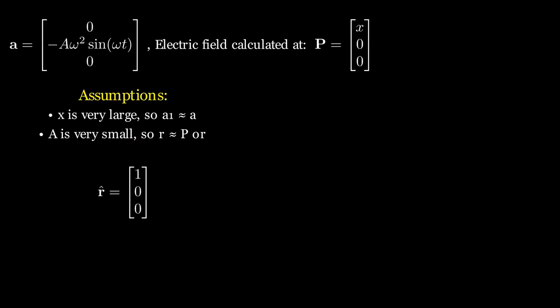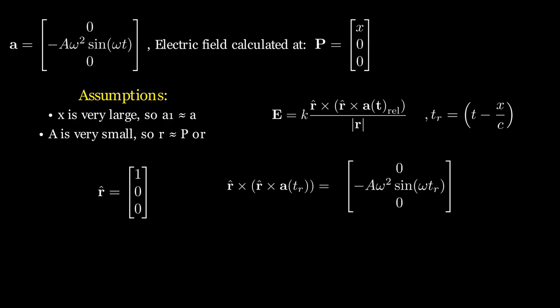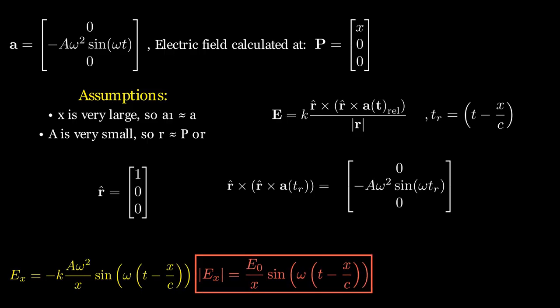The derivation itself is straightforward. Compute the cross products as required by the radiation field formula, substitute the retarded time correction, and arrive at the final expression, which closely matches the familiar textbook formula. However, one key distinction: the amplitude of the radiation field is not constant throughout space. Instead, it decays as inversely proportional to x, just like the radiation term itself.